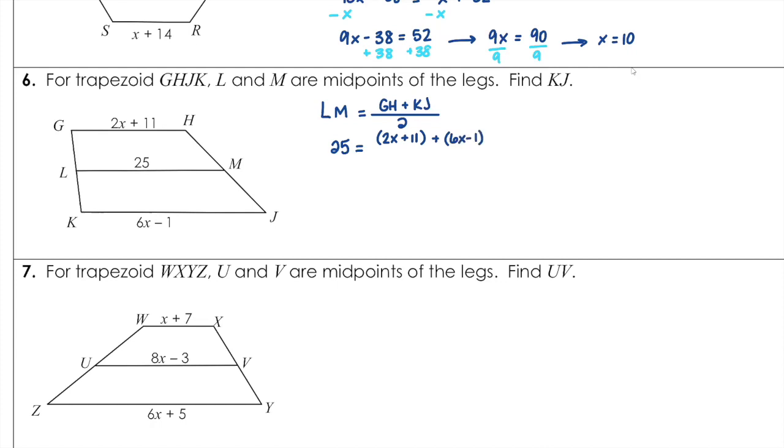Do you guys think it matters if I wrote KJ before GH? No. Why not? It's a plus sign, right? So because it's a plus sign, the order that we write the bases isn't going to be too important. If it was a minus, do you think it'd be important? 1,000% yes. So what should we do before we start trying to manipulate this?